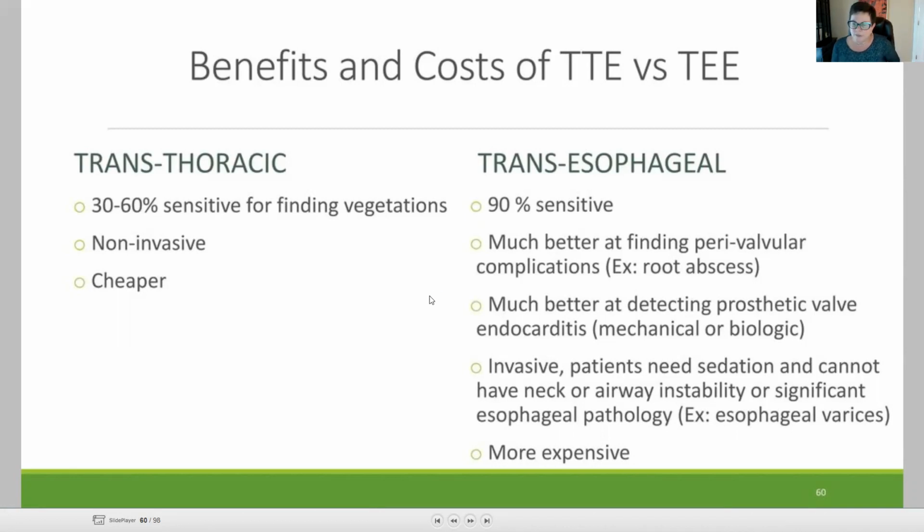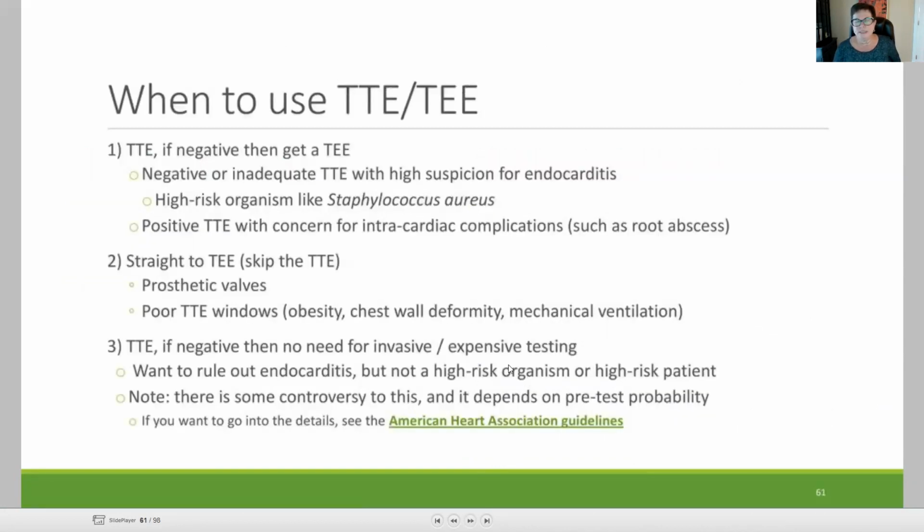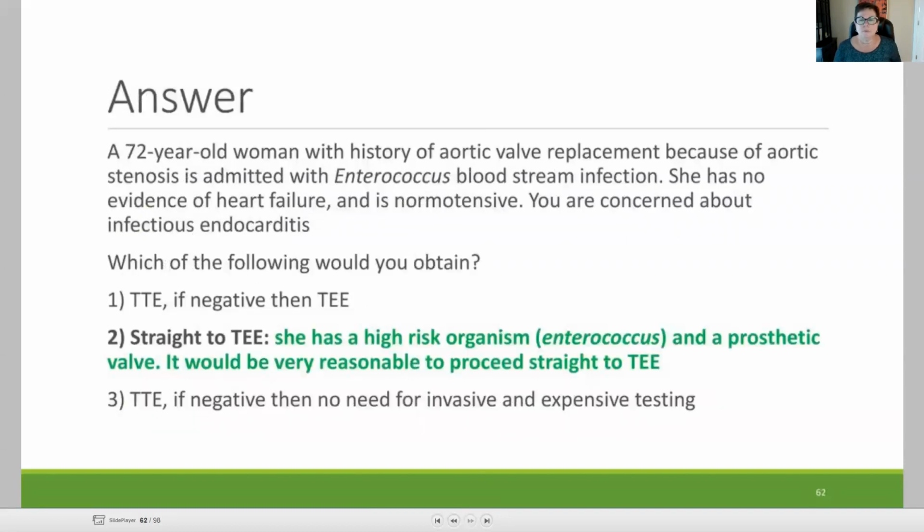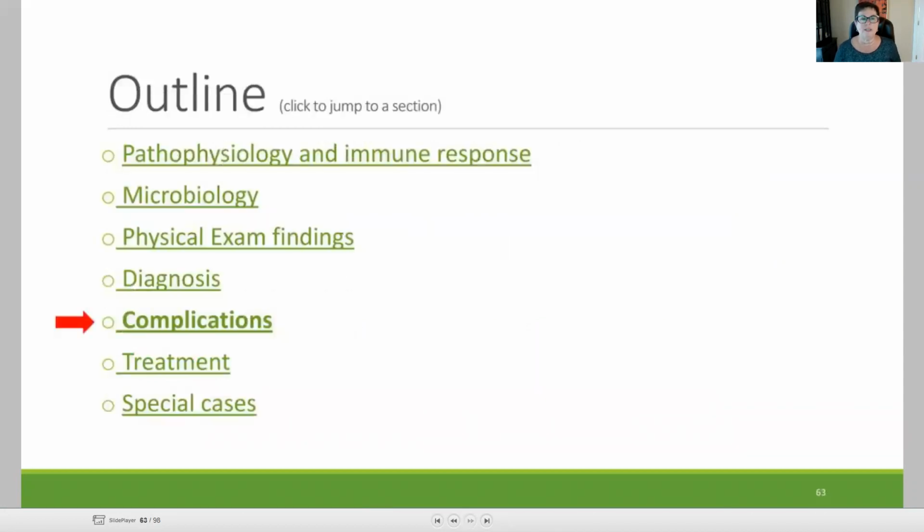Yes, it's more expensive. Yes, it's invasive. The patient does need to be given conscious sedation. We need to manage the airway. So it is not without consequence, so you really need to have a high degree of suspicion to proceed here. So when to use TTE or TEE? Basically, this lady had a prosthetic valve, so we would go right to transesophageal echo, because she has a prosthetic valve and she has a high-risk organism, so definitely there.